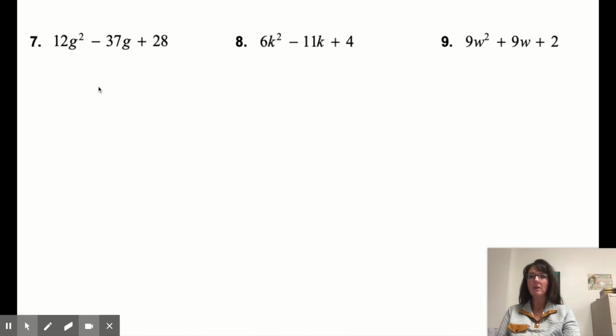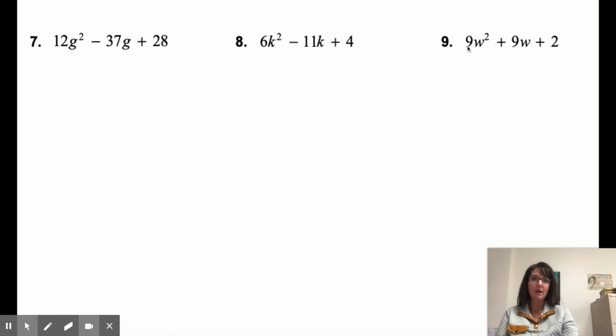Now we're going to start looking at some of these, starting with number 7. 12, 37, 28: no common factor. I'm going to skip this one because I want to show you what's called the rainbow method. So we're actually going to work in reverse. Let's work in reverse here. So, the rainbow method.